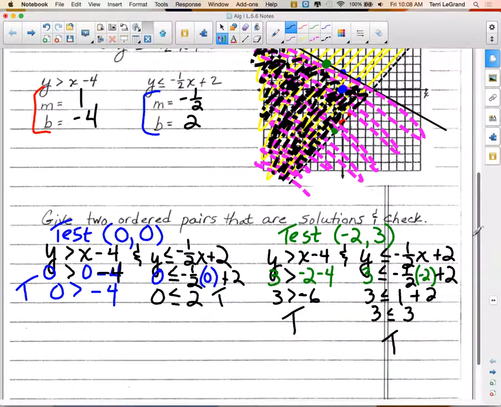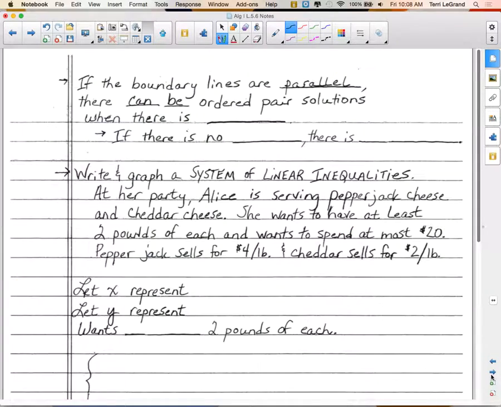So we have verified that a solution from the overlap region, a solution from a boundary line that is solid surrounding the solution region makes both inequalities true. Questions on it? Okay, let's go to the back side.